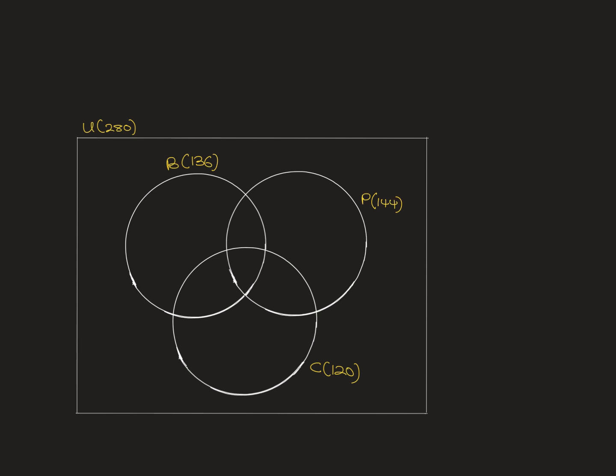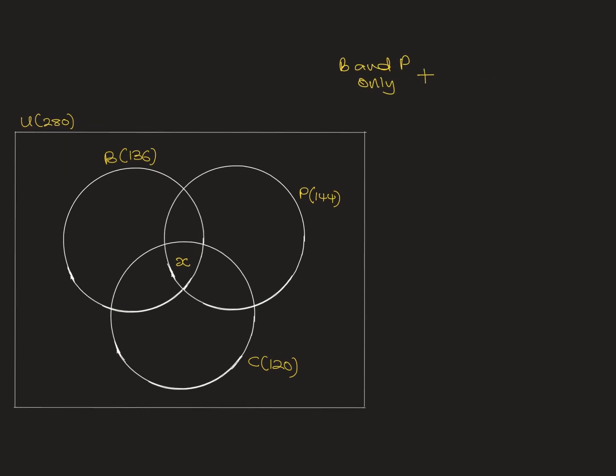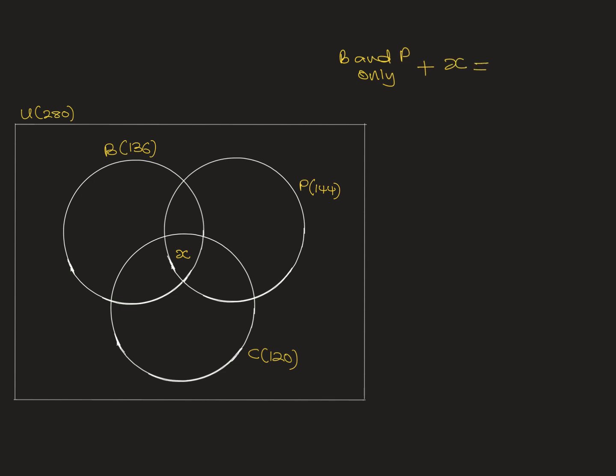Let's say those studying all the three subjects is X. If I want to know those studying biology and physics only, then B and P only plus X is equal to 50. So how do I find B and P only? B and P only is equal to 50 minus X.